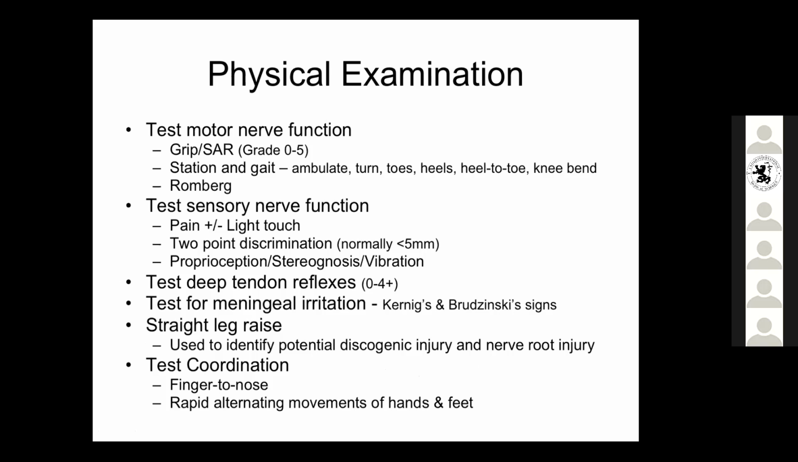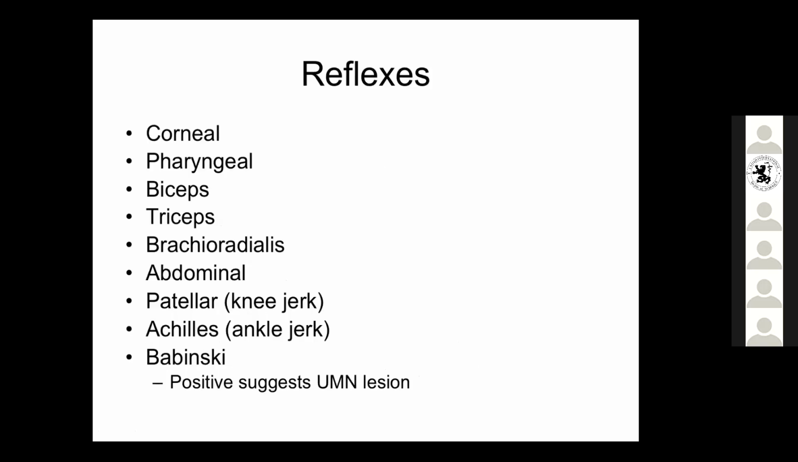The physical examination includes testing motor nerve function, sensory function, deep tendon reflexes, meningeal irritation, straight leg raise, and testing the coordination. We'll go through each one. The reflexes which are necessary to test for include the corneal reflex. We will go through them in the next slides. This slide just shows the most important reflexes which we should test for.